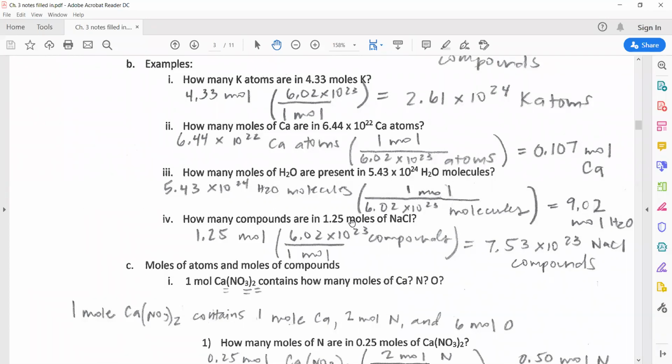How many compounds are in 1.25 moles of sodium chloride? We start with moles. The mole has to come down to the bottom. We put Avogadro on top this time, and we multiply. So remember, mole and Avogadro's number can go top or bottom based on what we're starting with.